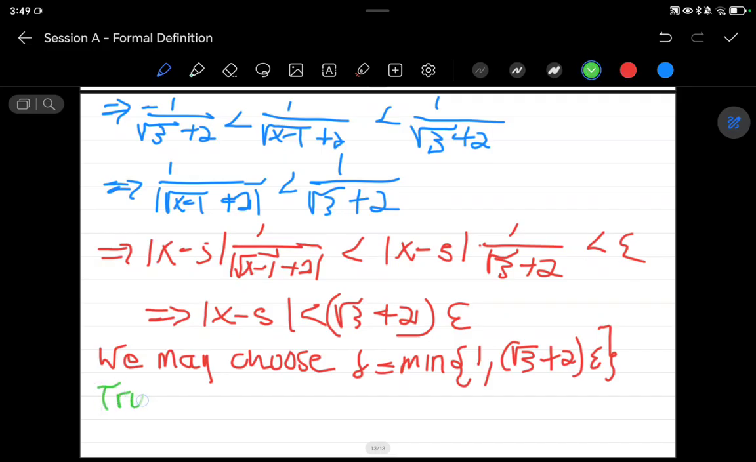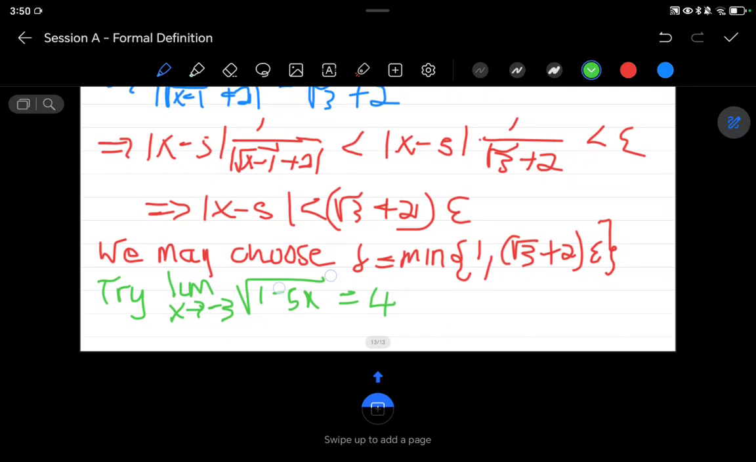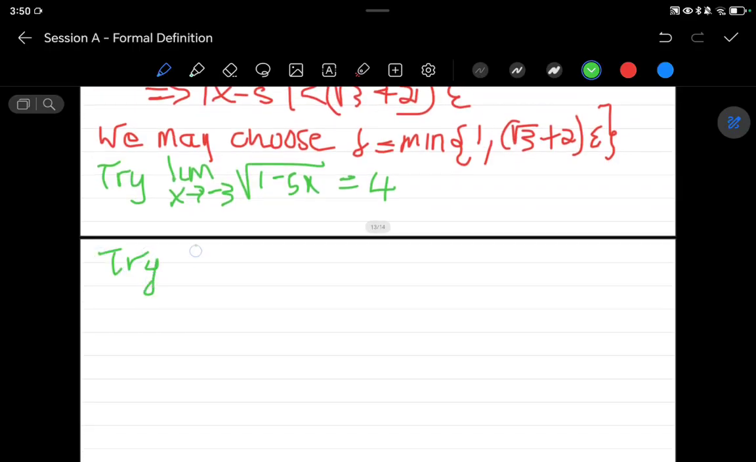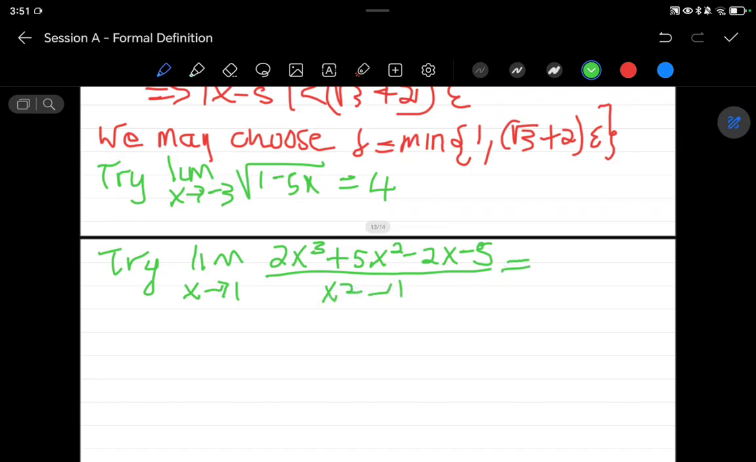So let me say, try the limit as x approaches minus 3 of the root of 1 minus 5x, which is equal to 4, and try the limit as x approaches 1 of 2x to the third plus 5x squared minus 2x minus 5 all over x squared minus 1, which will be equal to 7. Try this.